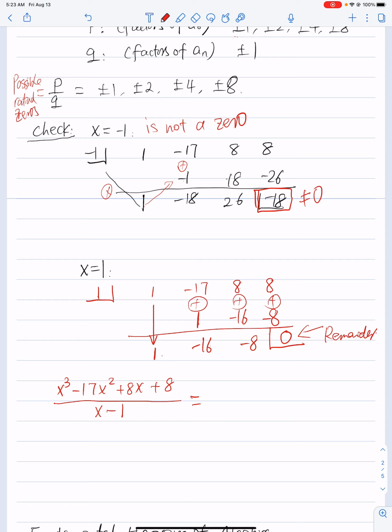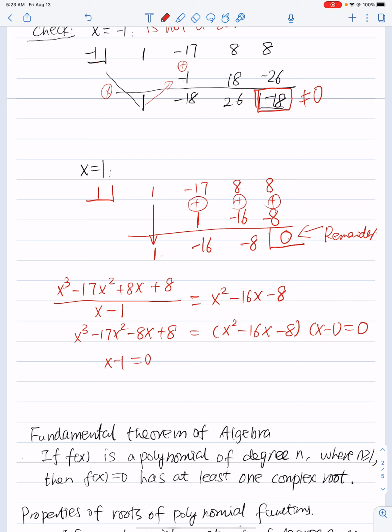So that will be your what? What is the quotient here? The first term is always what? One power down. So it's x squared minus 16x minus 8. You with me? Do we have a remainder? 0, so it's gone. So what does this tell you? x cubed minus 17x squared plus 8x plus 8 equals x squared minus 16x minus 8 times x minus 1 equal to what? 0. Okay, so what does this mean? You let each part equal to 0: x minus 1 equal to 0, or x squared minus 16x minus 8 equal to 0.